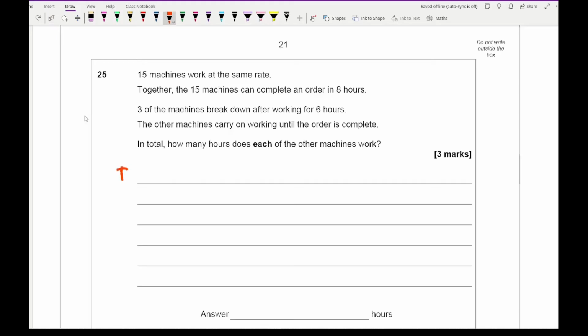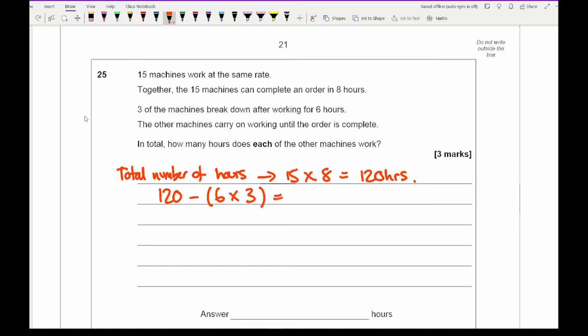So let's first of all work out what the total number of hours is going to be for the job. So that's going to be 15 times 8, which gives me an answer of 120 hours. So we need 120 hours. One machine needs to be running for 120 hours to complete this job. So for this, we get 120 minus, now 3 of the machines only work for 6 hours. So then what we've got is 120, take away 18 gives me 102 hours for, and we've got 12 machines.